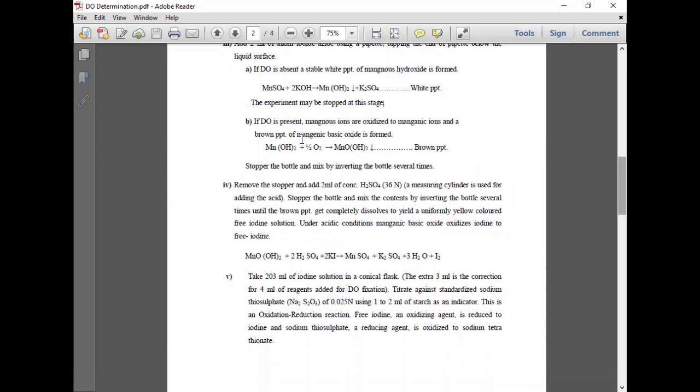If DO is present, manganese ions are oxidized to manganic ions, and a brown PPT of manganic basic oxide is formed, right? So you will get a brown PPT if the DO is present. I'm repeating again. If the DO is absent, there will be a white PPT of manganese hydroxide. If the DO is present, there will be a brown PPT of manganic basic oxide, right? So if the DO is absent and you get a white PPT, you'll have to stop this experiment at this particular stage only. If you get a brown PPT, you'll continue the experiment and move towards the next step.